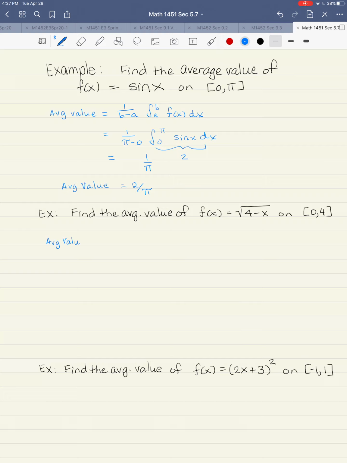Okay, so let's do some substitution integrals. Find the average value of that one. So we're going to do the average value. Write down the formula again, help you remember it. 1 over b minus a times the integral from a to b of f of x dx. So in our case, we have 1 over 4 minus 0, integral from 0 to 4, square root of 4 minus x dx. And the square root is a 1/2 power. So I have a quantity, that's the giveaway that we need to use substitution.